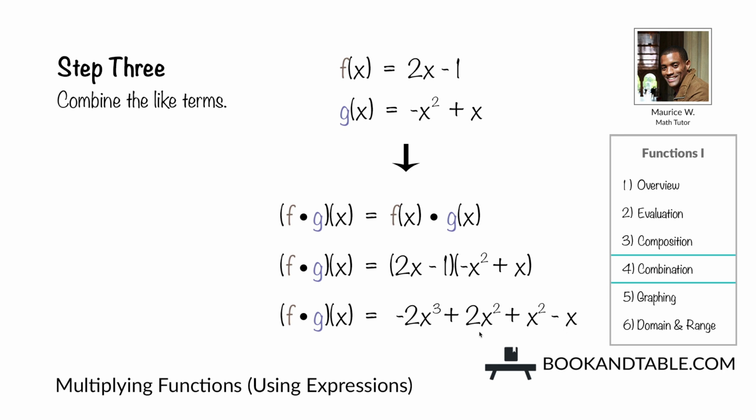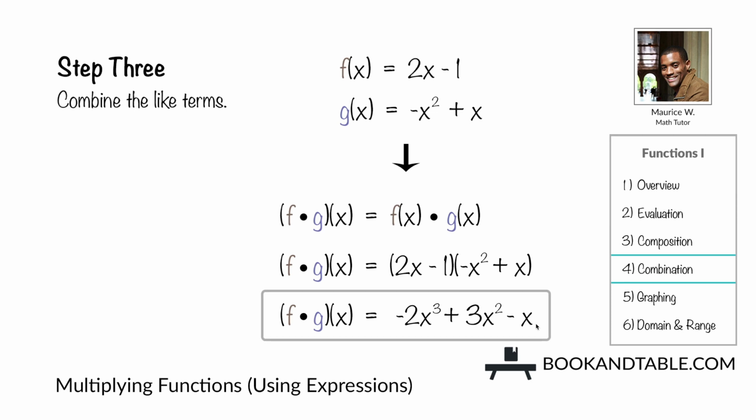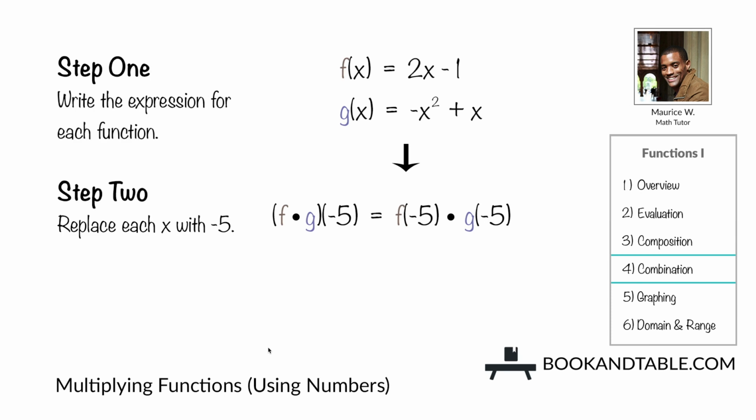And now the third step is to combine the like terms, 2x squared plus x squared, which would give us 3x squared. So the final answer is f times g of x is equal to negative 2x cubed plus 3x squared minus x. So that is how we go about multiplying functions using expressions. Let's now walk through an example using numbers for x.